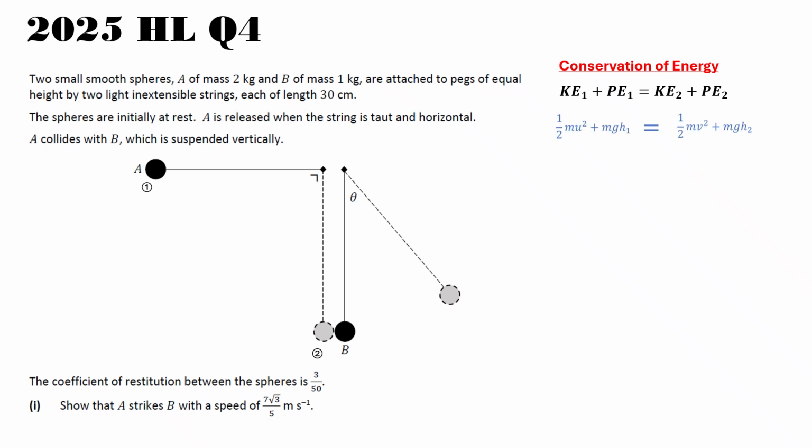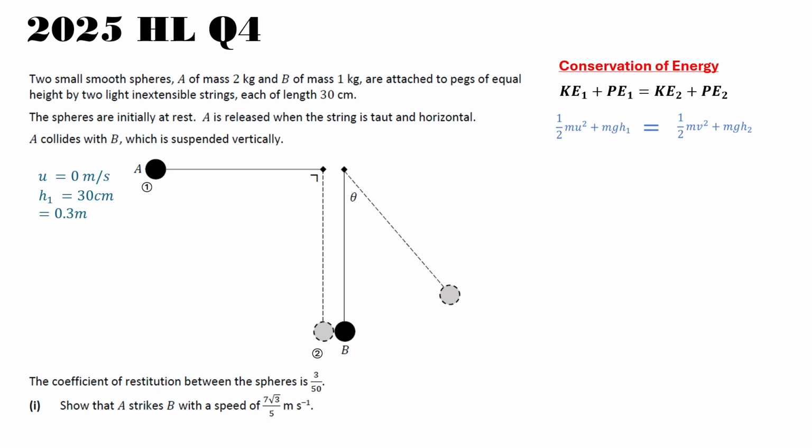So this is what it breaks down to: a half m u squared plus m g h1, so the height of position 1, should be equal to a half m v squared plus m g h2. So at position 1, our sphere A is released from rest, so u is equal to 0 meters per second. And the height, because of the way it's held, is just the length of the string, which is 30 centimeters, or if we want to work in meters, which is better, 0.3 meters.